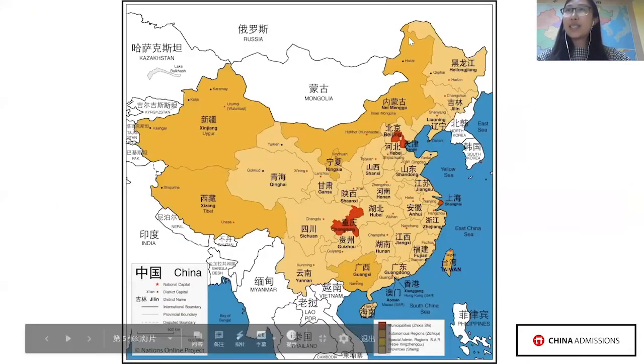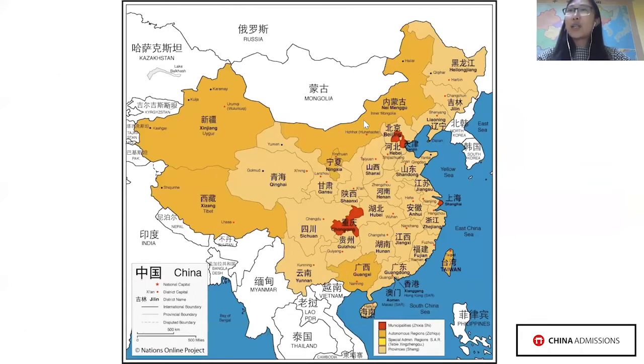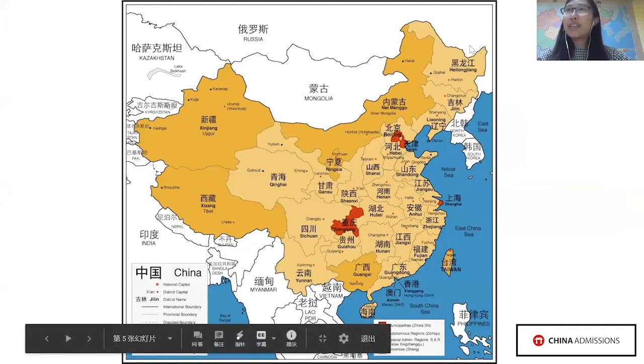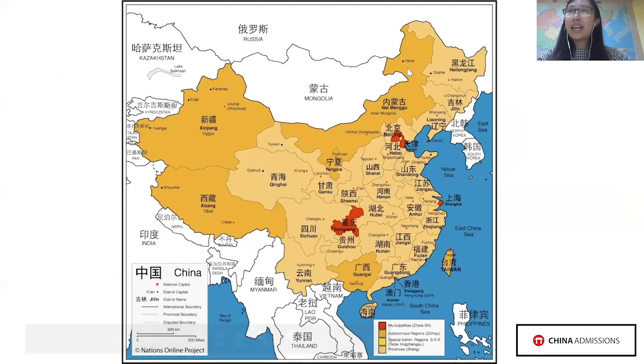Okay, so this is the map of China. It looks like a huge rooster. So this part is the head, and this part is the belly, and this part is the tail.